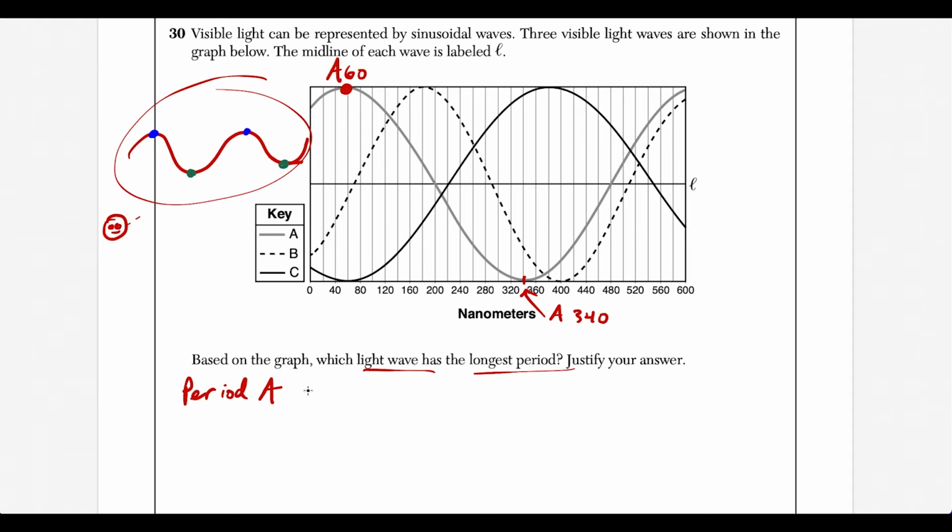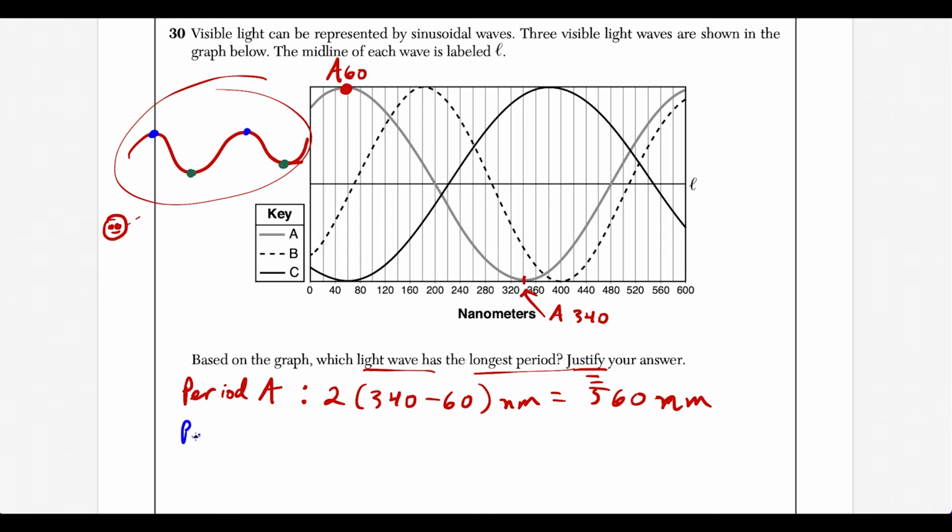So if I want to find the period of A, what I'm going to do is double the distance from the high to the low. The distance from the high to the low in this case is 340 minus 60, and this is all in nanometers. That's going to give us 280 times 2 is 560 nanometers. Now, just know, we have to justify our answer, so this is our justification where we're showing some work.